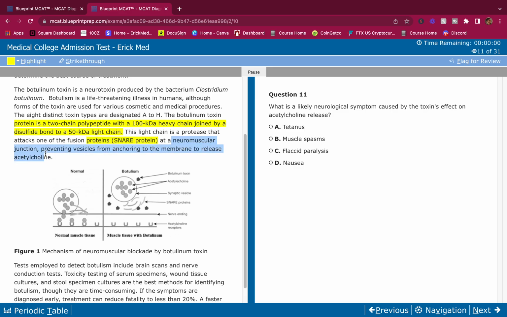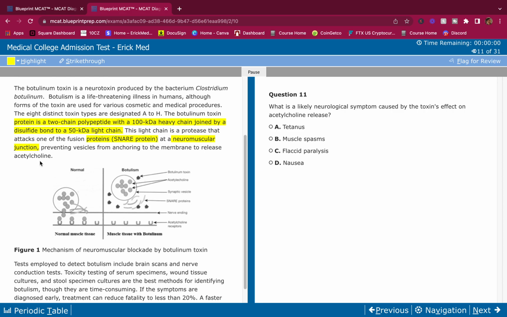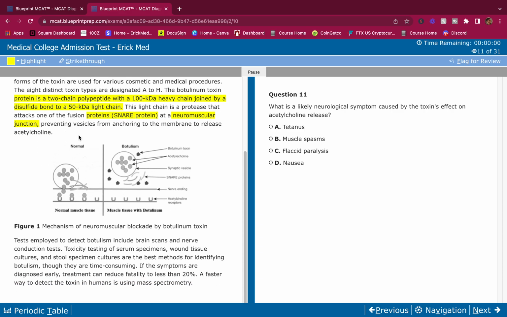Okay, you should know what the neuromuscular junction is. You should know what happens at the neuromuscular junction. You should know what the point of vesicles are in the neuromuscular junction. Okay, and this prevents the anchoring to release acetylcholine. You should know what acetylcholine does.